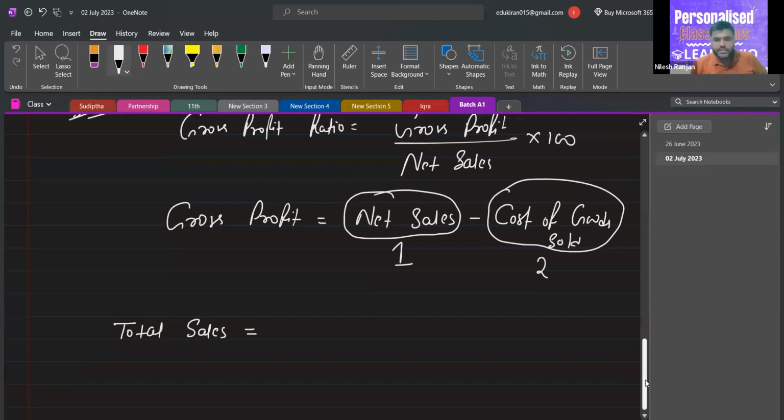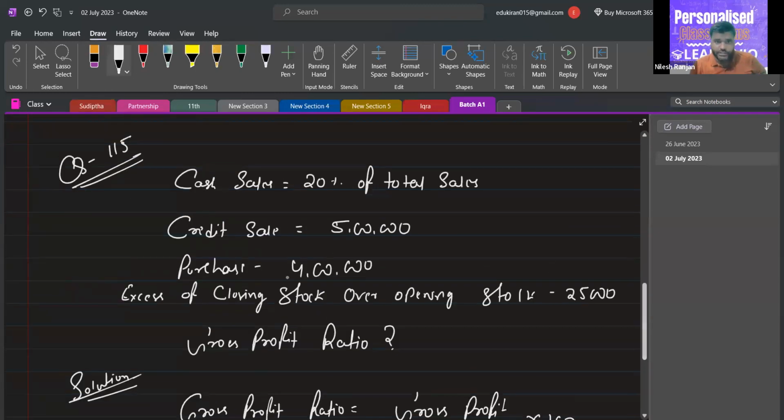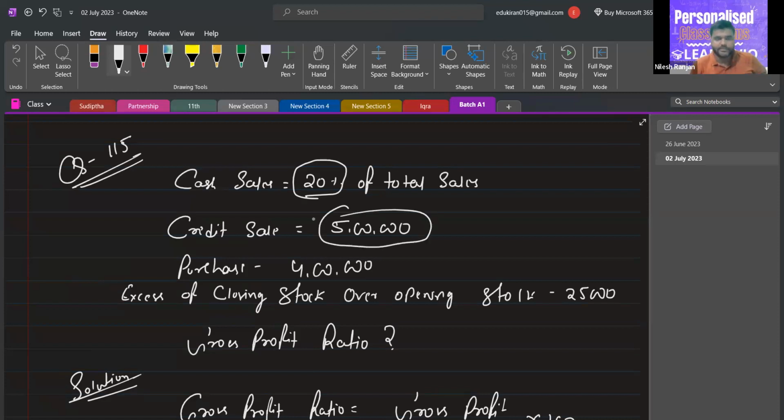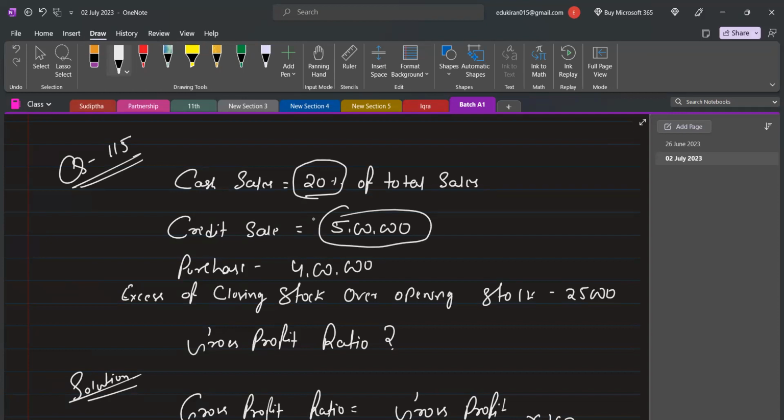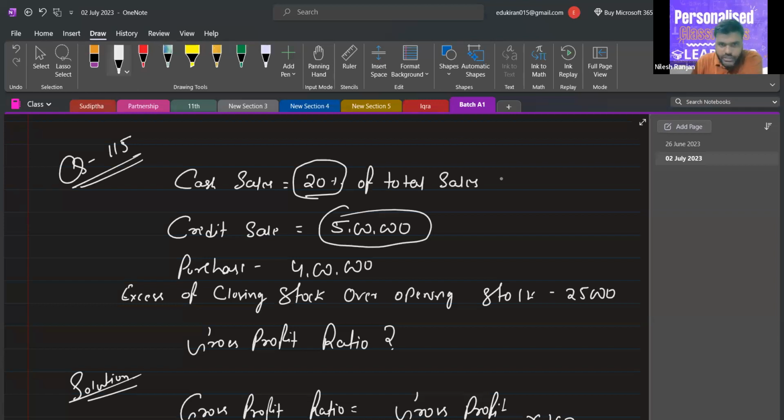Total sale is not given in the question, because cash sale is 20% of total sale and cash sale is also not given. So credit sale is given. Can you calculate total sale on the basis of credit sale? Yes or no? You just have to tell me yes or no. Yes, sir. Okay. So yes, we can calculate total sale on the basis of credit sale.